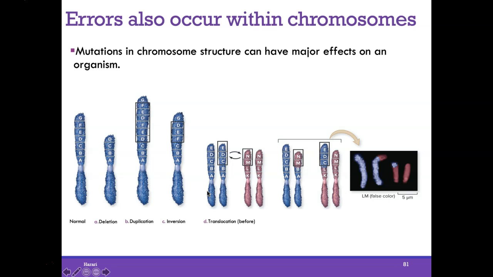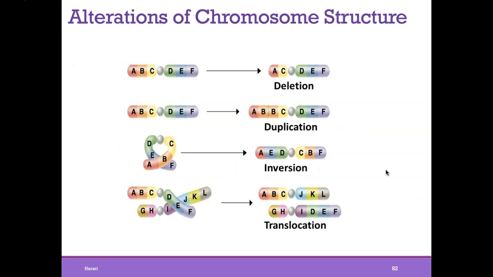It's also possible to have what's called a translocation, where separate portions of different chromosomes cross over. Normally we'd want these genes on this chromosome and these genes on a separate chromosome. But in a translocation, 2 parts of chromosomes switch. So it's crossing over between non-homologous chromosomes. We do not want that to happen. Here's a summary of these different types of alterations in chromosome structure.